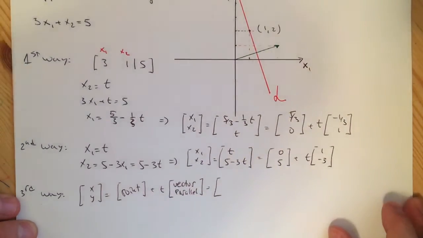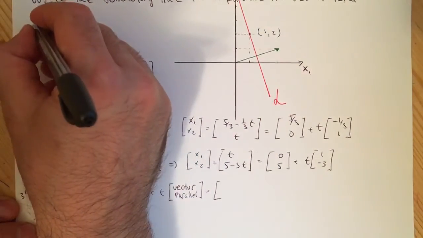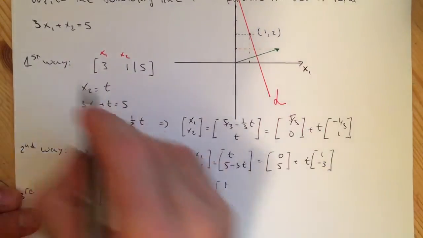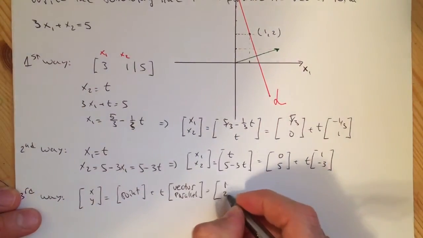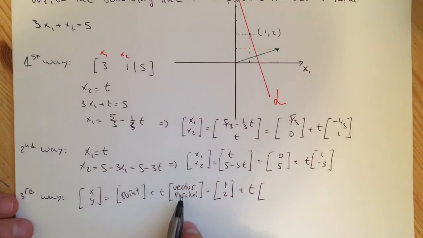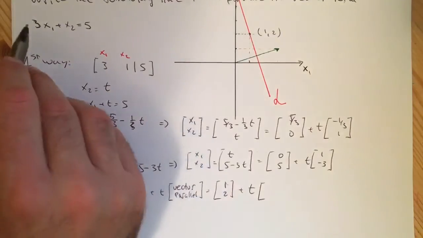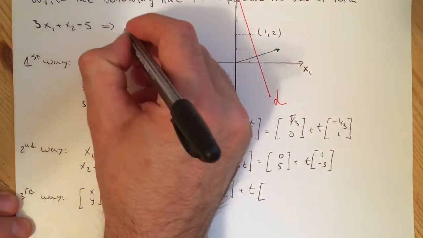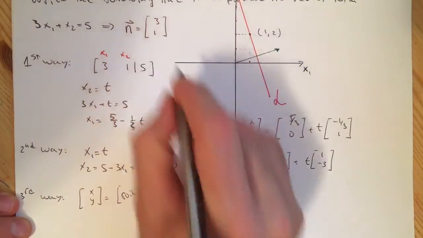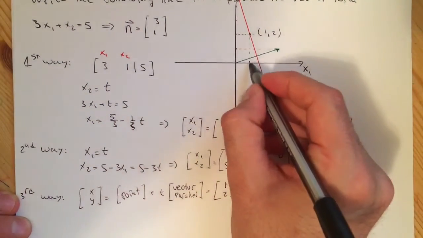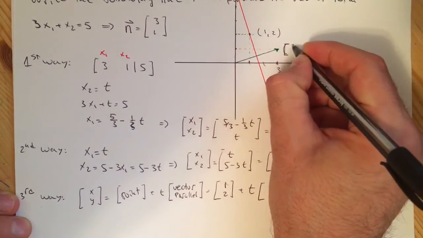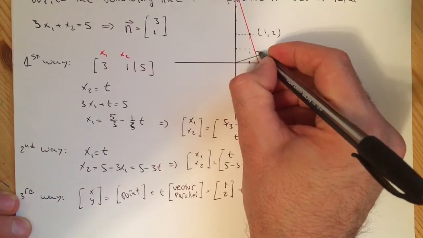Okay, so you can find a point just by observation here. Let's say x1 is 1, 3 times 1 is 3, plus 2 is 5, plus t. And now how to find a vector parallel to the line? Well, this equation here gives me the normal vector, and the normal vector is orthogonal to the line. So this green vector here, which is 1, 3, and 1, obviously is orthogonal to the line.